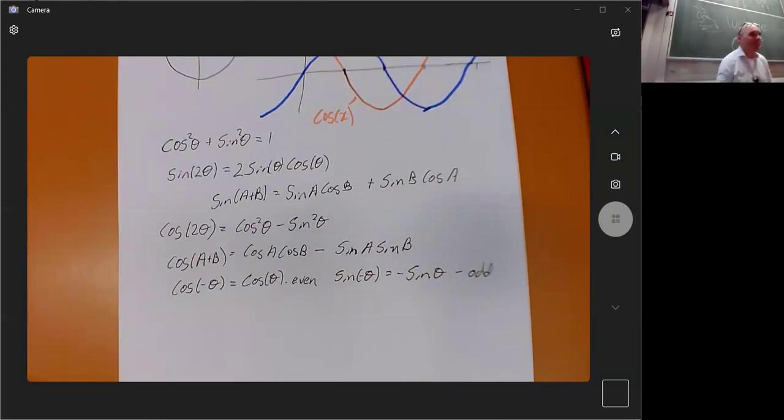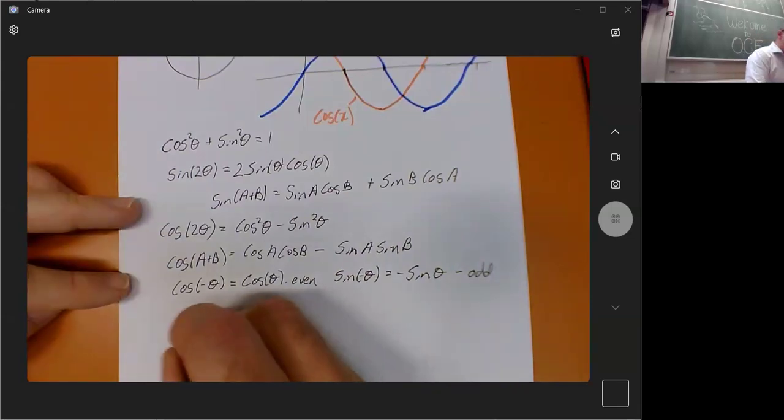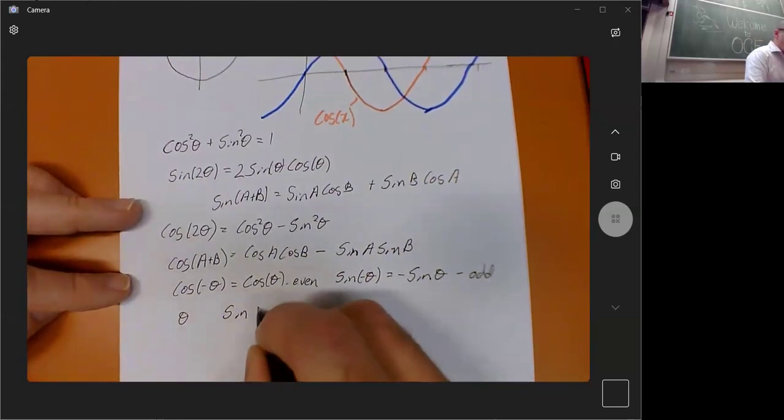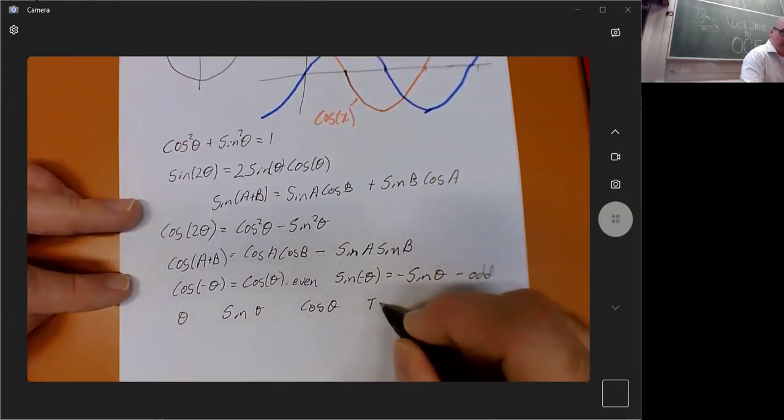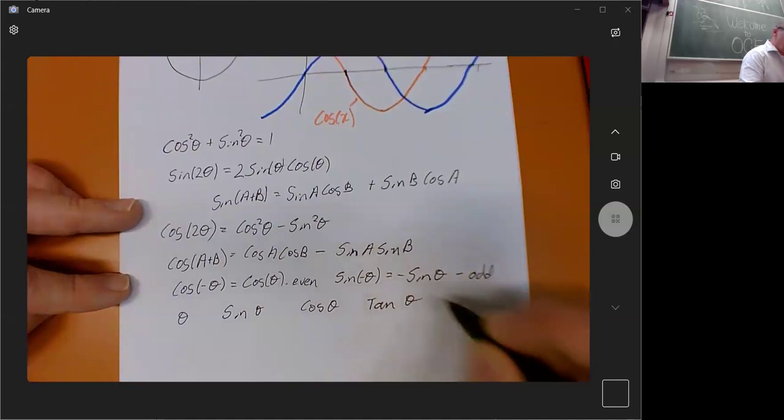I can hear you going, why do I care, Nick? So why you care is, whenever we get asked to find sine, cos, whatever of something, we map it to an angle in the first quadrant and express it as a value in the first quadrant. So if I do theta, sine of theta, cosine of theta, maybe I'll put tan of theta in while I'm doing this, because tan is a thing.